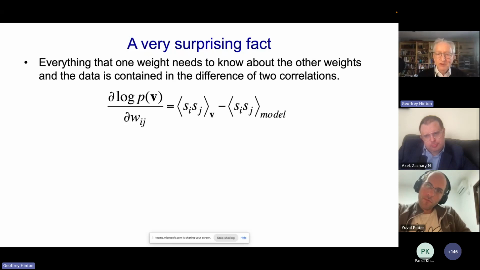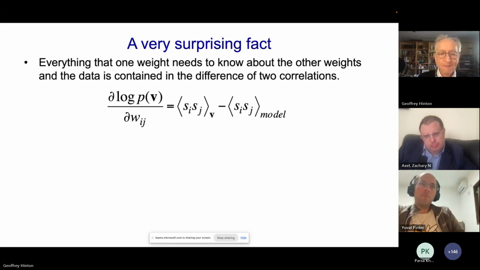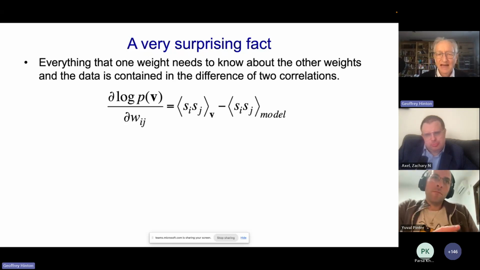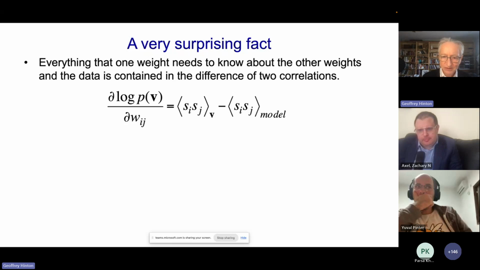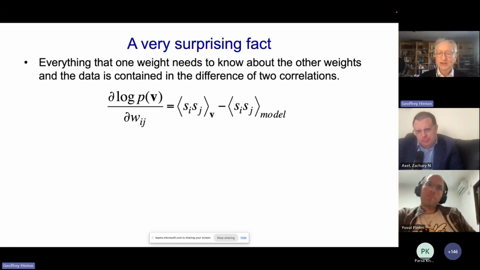It might be between two visible neurons, or between a visible neuron and a hidden neuron, or between two hidden neurons. It's the same rule. The derivative you want, that will make the log probability of V higher, is just the difference between how often neuron I and neuron J are on together when you're clamping V on the visible units and you've reached thermal equilibrium, and how often they're on together when you don't clamp anything on the visible units, you just let it dream. You run it, updating all of the units, until it reaches thermal equilibrium, and you just look to see how often those two units are on together.